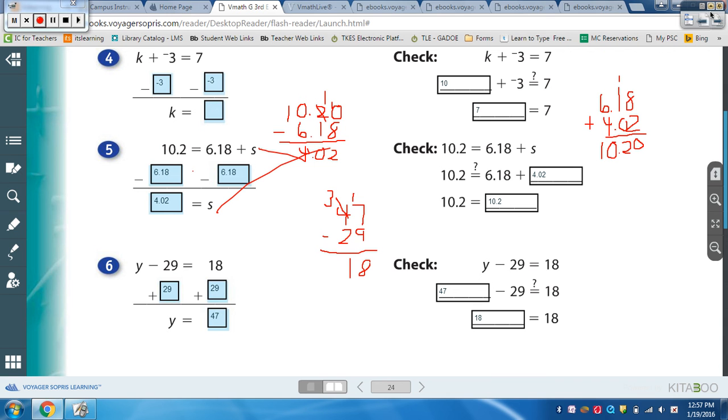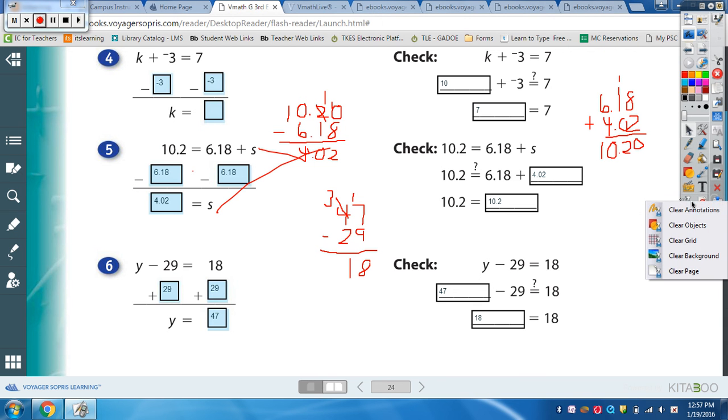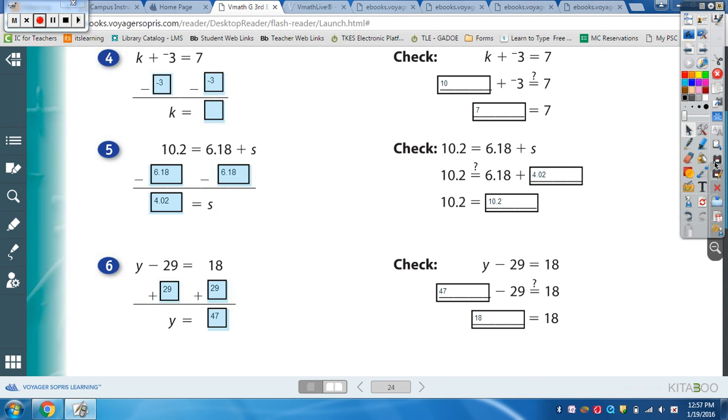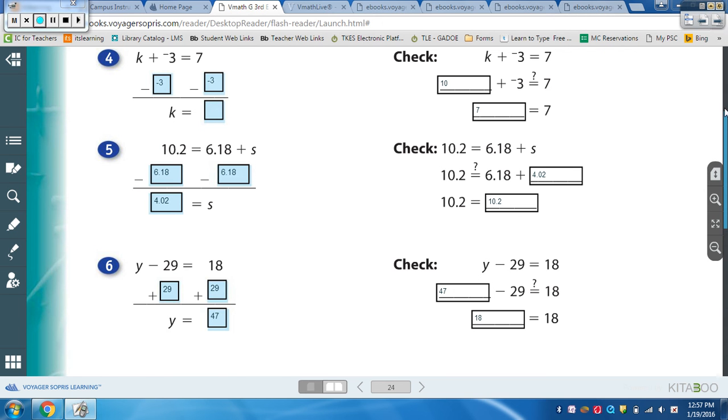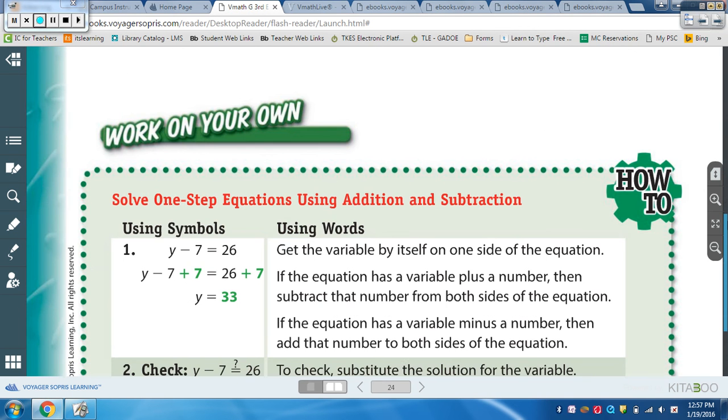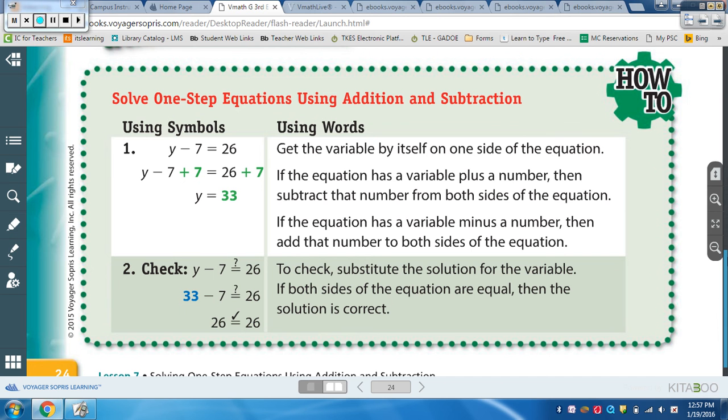Let's clear those annotations again. Clear all that out. And we will scroll further down here, and we will look at the work on your own. We solve one-step equations using addition and subtraction. If we're using symbols, the equation looks like this. Y minus 7 equals 26. Or y minus 7 plus 7 equals 26 plus 7. Or y equals 33.